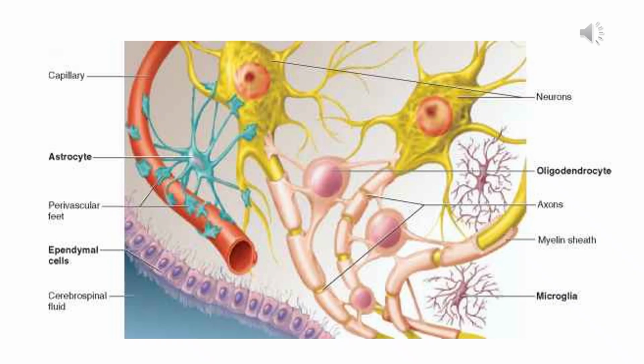Notice that they have extensions which wrap around the capillary. Those are called perivascular feet, and they are there to prevent certain things from the blood from getting into the extracellular fluid surrounding the neurons. So that's one of the functions of the astrocytes. There are some others that we will talk about later.